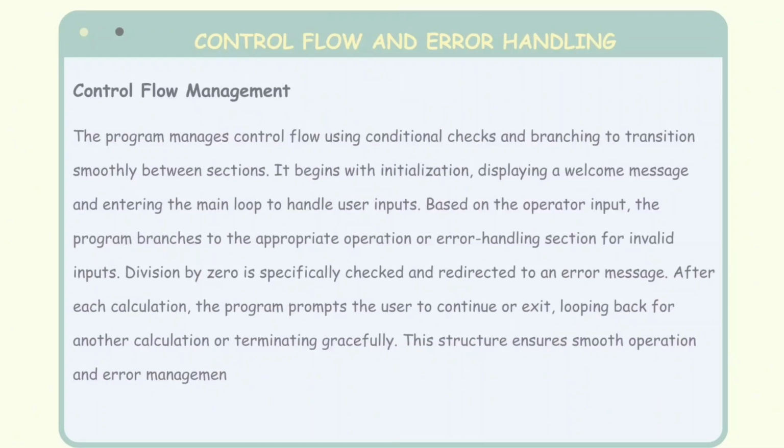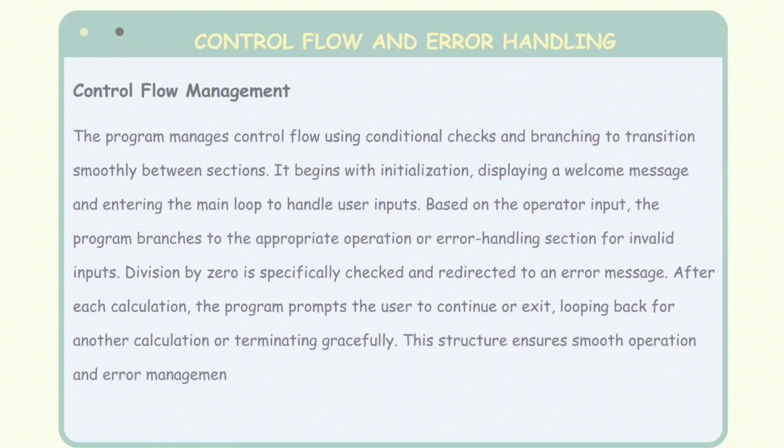The program uses conditional checks and branching to manage flow. It starts by displaying a welcome message and entering a loop to process inputs. Based on the operator, it performs the operation or handles errors like invalid inputs or division by 0.